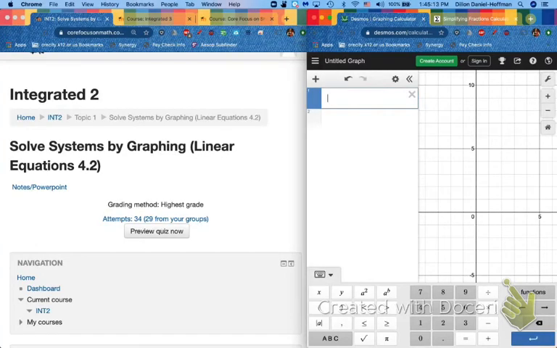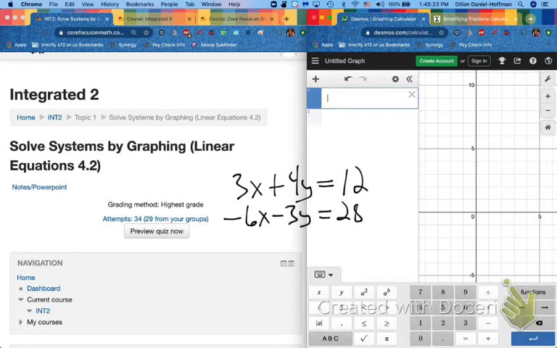Solve systems by graphing. What this means is solving systems of equations by graphing. What's a system of equations? It is two or more equations such that you want to solve for the x and y variables that make the equations true. So if I have 3x plus 4y equals 12 and negative 6x minus 3y is 28.